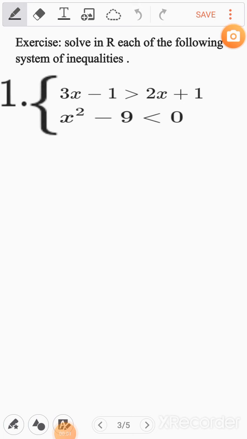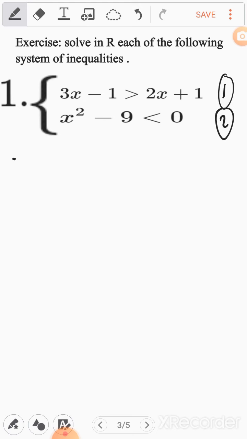Exercise. Solve in R each of the following systems of inequalities. This is a system of inequalities. A system of inequalities consists of two inequalities. This is the first one. This is the second one. The steps: you have to solve the first one and find S1. You have to solve the second one and find S2. Then after that you have to find S, the solution of the system.